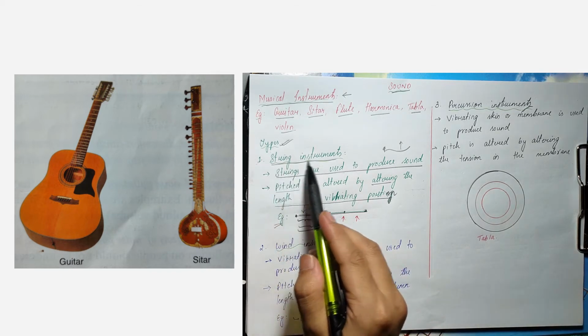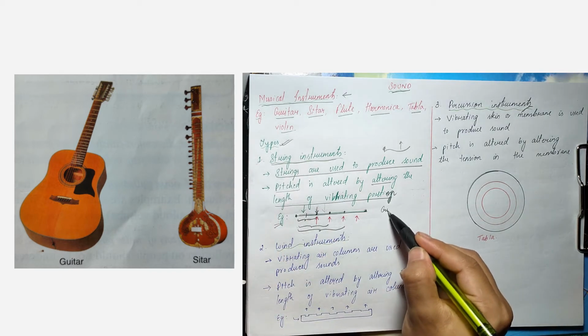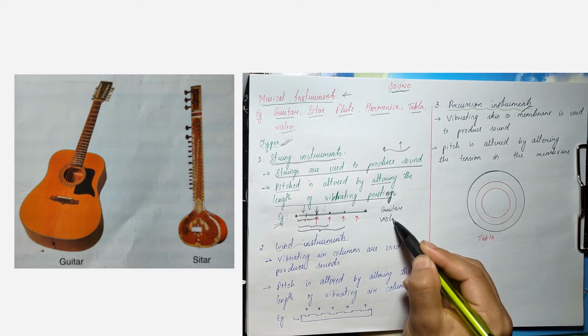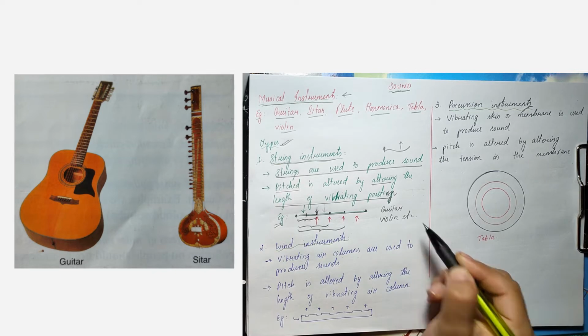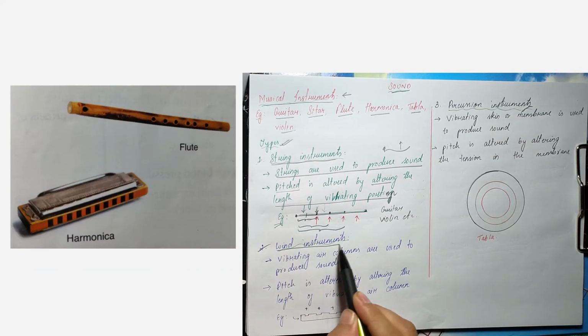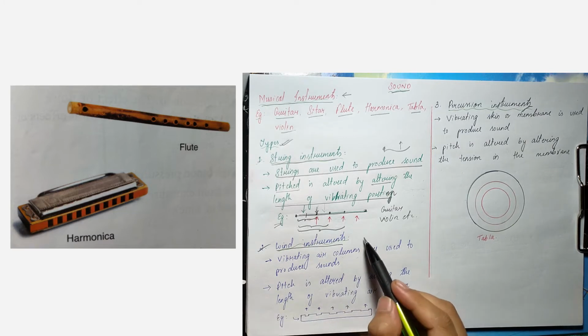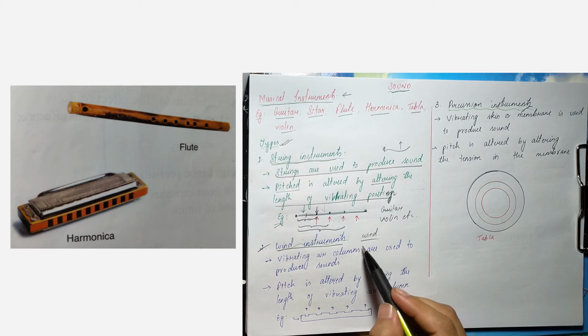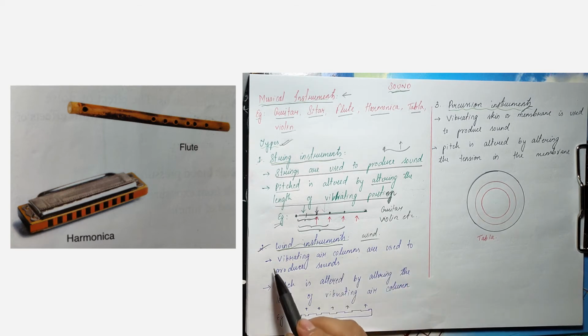The examples of string instruments can be guitar, violin, etc. The second category is wind instruments. So from here we know that we will be required to blow wind in the musical instrument. Now this works by vibrating air columns to produce sound.